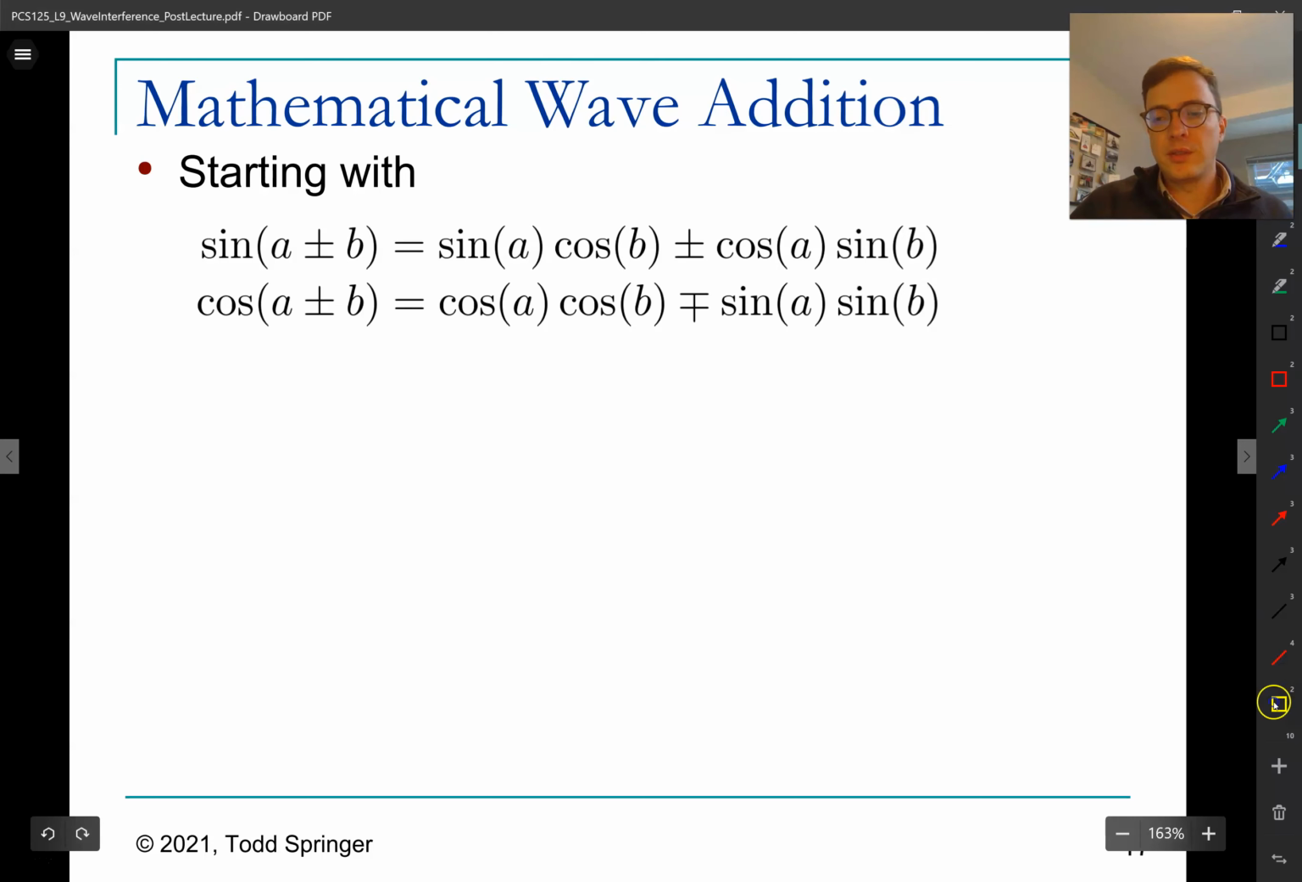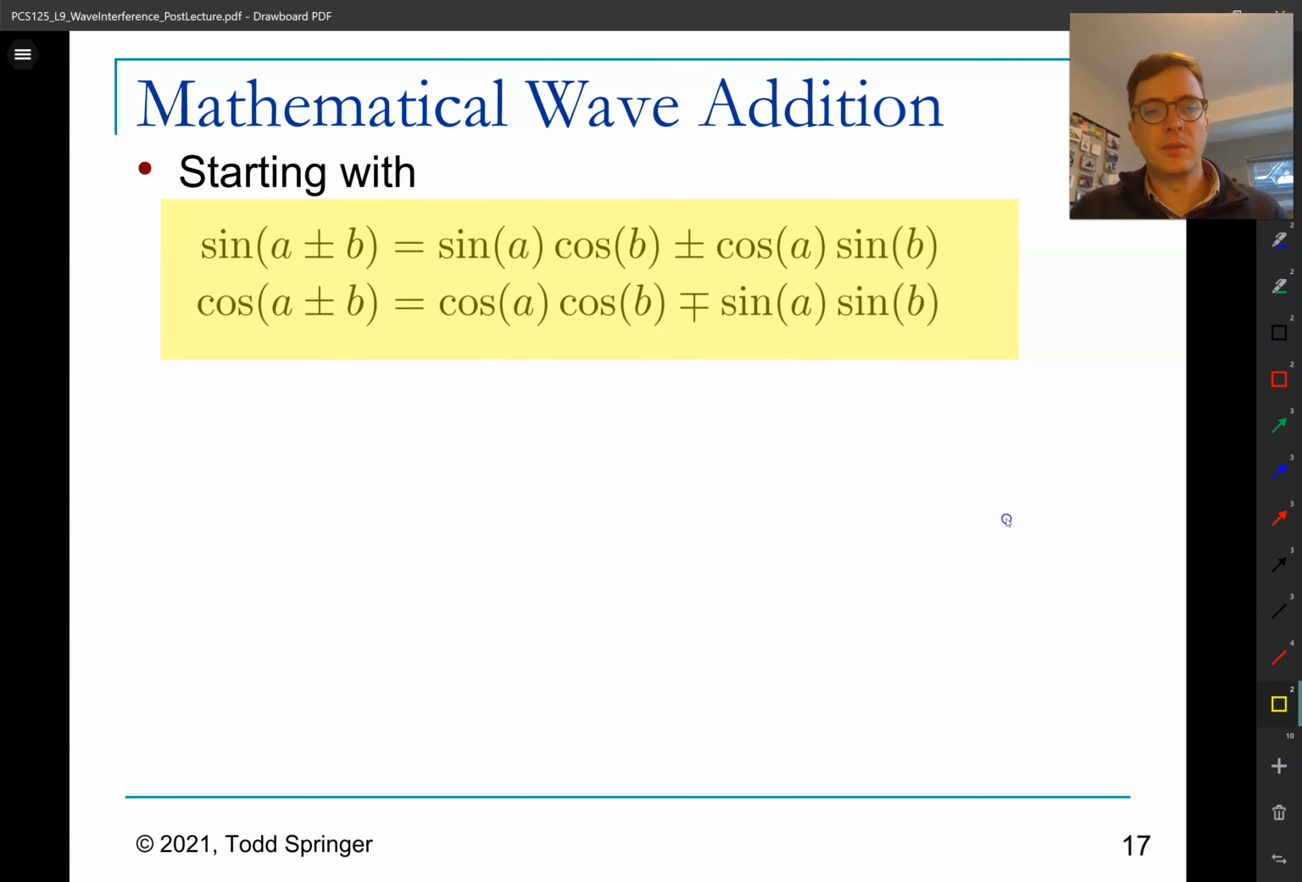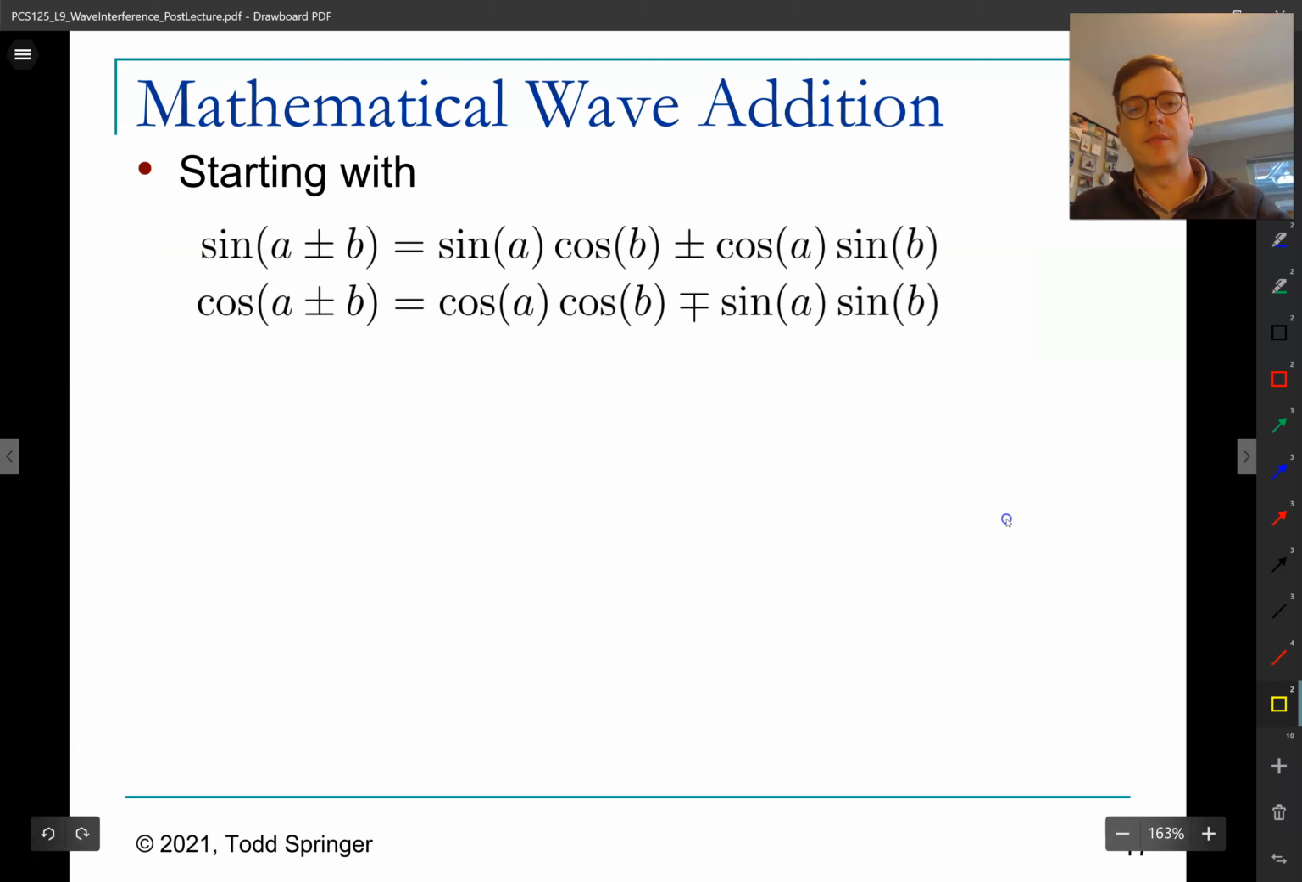I'm going to start with this thing that seems to come out of nowhere. These are angle addition formulas. So it tells you how to add, if I have sine of a plus b or a minus b, cosine of a plus b, cosine of a minus b, I can use these formulas to add angles together.